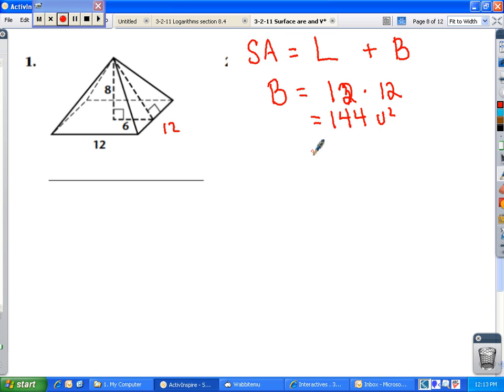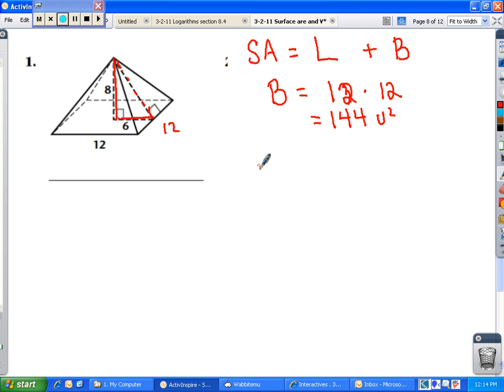Now, the lateral surfaces is probably a little bit more difficult, because before I can find the surface area of one of these triangles, I have to find what this slant height is, because they don't give me the slant height. I'm going to have to find it. But if you notice, they give me a little hint, because they tell me that the altitude or the height of the whole pyramid is 8, and I know that the portion from here to here is 6. So if you can see, this forms a right triangle.